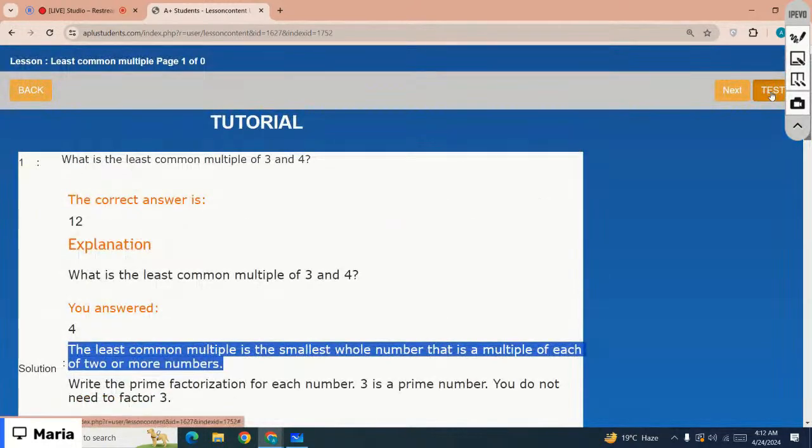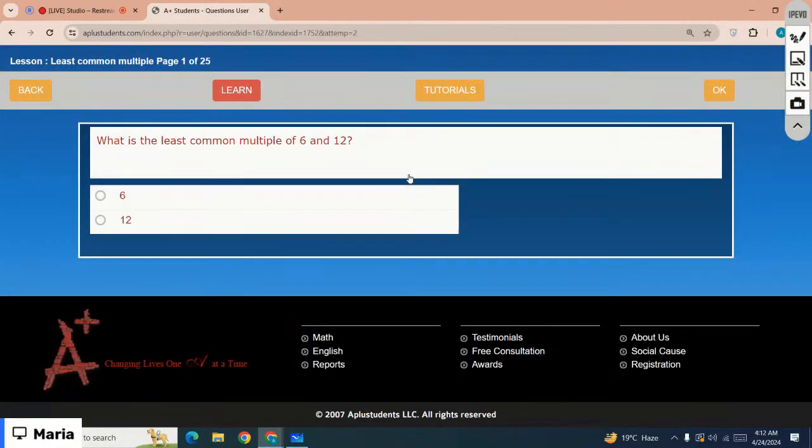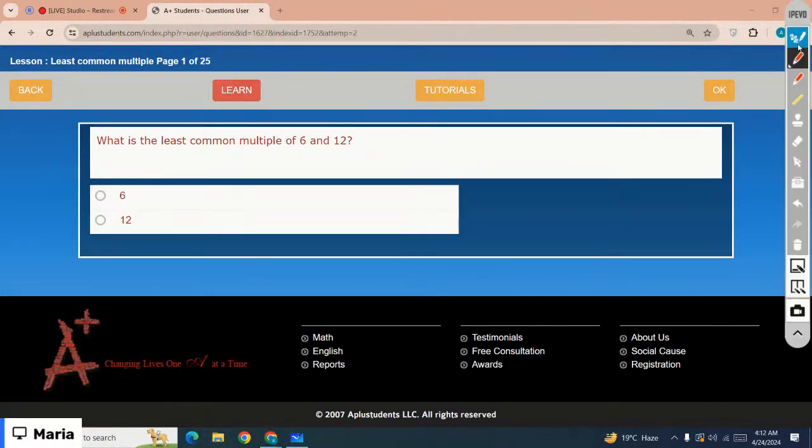Let's just start with the test questions. What is the least common multiple of 6 and 12, right? Let's just write down the prime factors of 6. That is 2 times 3, and for 12 that is 2 times 2 times 3, right?